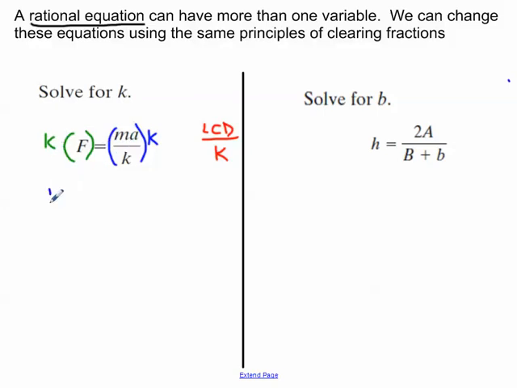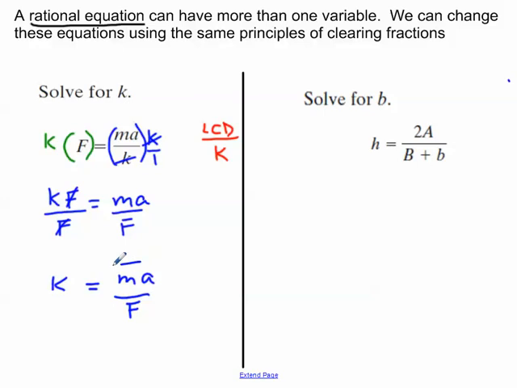So k times F is kF equals ma over k times k, or times k over 1. The k and the k cancel out, and what do I have on the right side? ma. And I've got kF equals ma, and I need to now solve for k. Solve for k means put k just by itself over here. If I want to have k by itself, and I've got k times F, I've got to move the F over to the other side by dividing by F. Divide each side by F. F divided by F cancels out, and I have on the left side k equals ma over F.